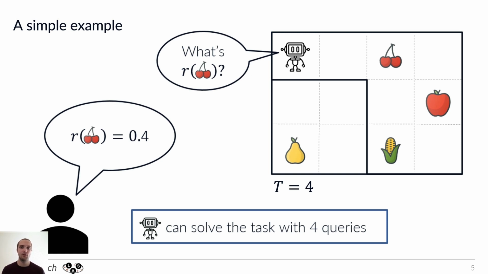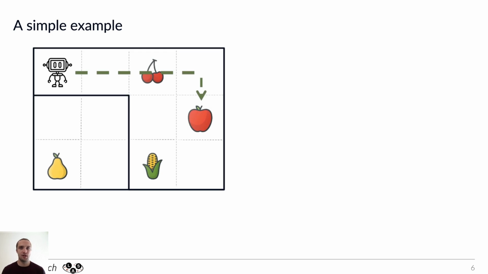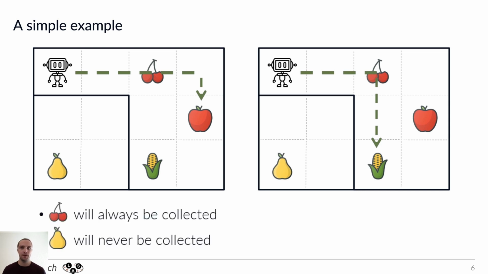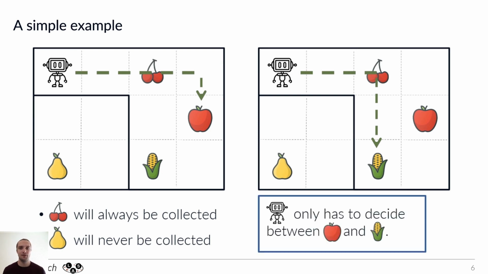So if we assume that collecting more food is always better, there are actually only 2 policies that are potentially optimal in this environment. Either collecting the cherry and the apple, or collecting the cherry and the corn. Importantly, the cherry will always be collected because it is on the way to collecting something else, and the pear will never be collected because it's not reachable from the robot's initial position. This means that the robot can find the optimal policy here with only 2 queries to the user, namely asking about the apple and asking about the corn. So it can reduce the number of queries necessary by half by considering the environment dynamics.